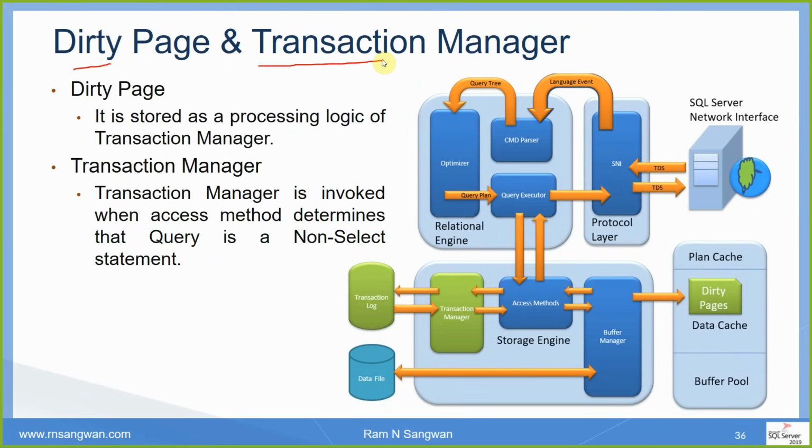Dirty pages: when you are working on the data and an update is being done, you do those updates in memory. The updated data pages, which are not flushed to the disk, which are not sent to the disk, are called dirty pages. A dirty page is stored as part of the processing logic of the transaction manager. And the transaction manager is invoked when the access method determines that the query is a non-select statement, as I discussed. So dirty pages hold those transaction-related pages where updates are happening, but they are not final.